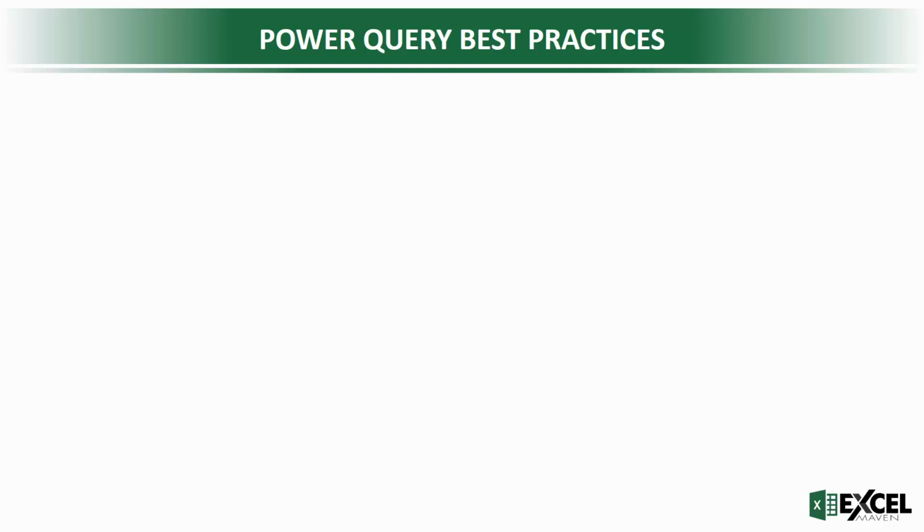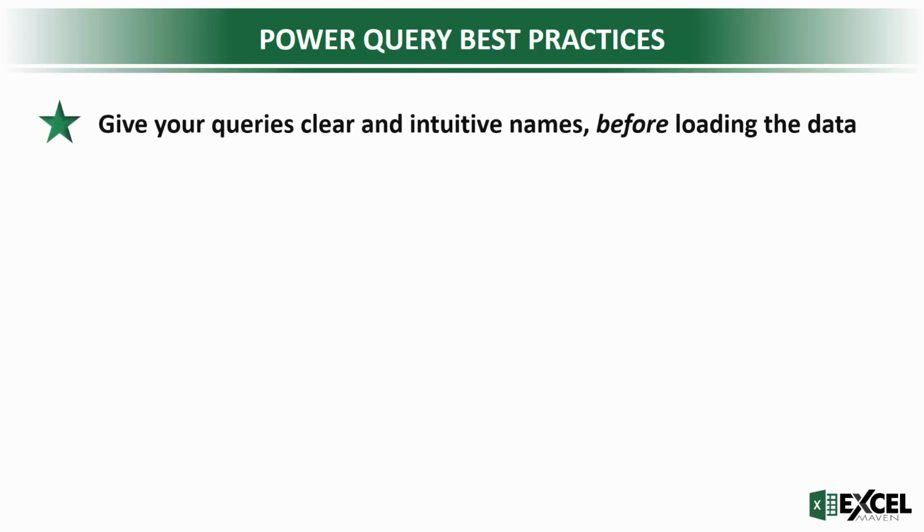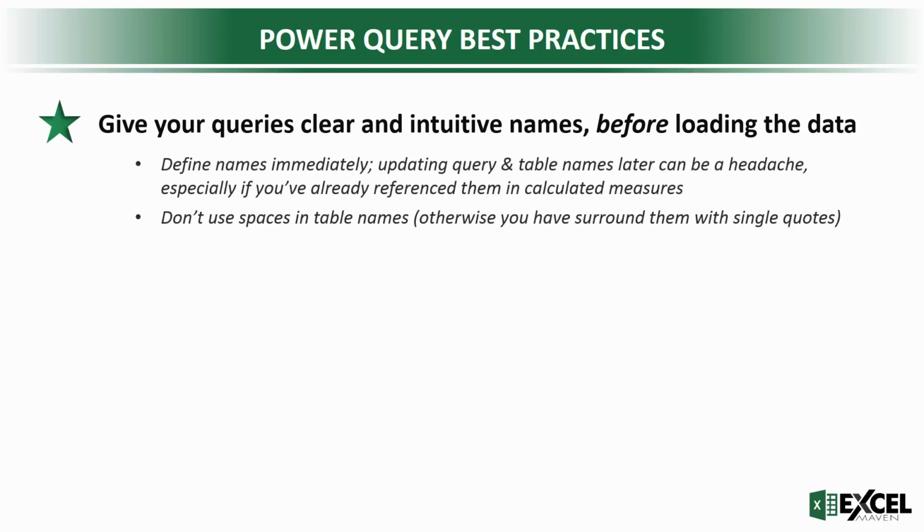So, Power Query best practice number one, we've talked about this before. Give your queries clear and intuitive table names before loading the data. Define those tables immediately, because updating them down the line can be a real headache, especially if you've referenced them in all sorts of calculated fields and measures. Second, just avoid using spaces in your table names, otherwise you've got to surround them with those single quotes.